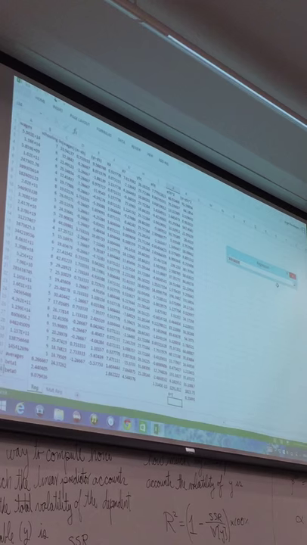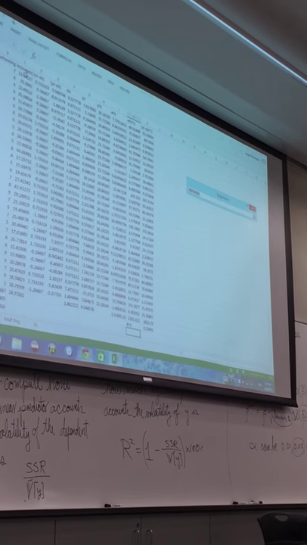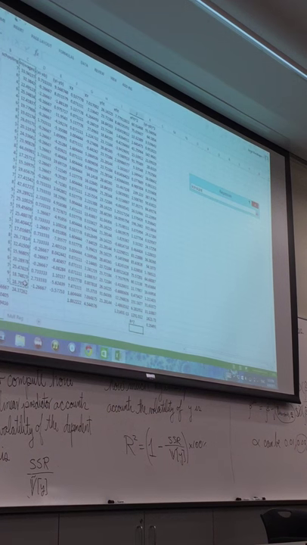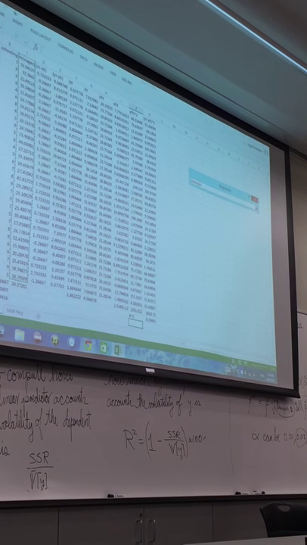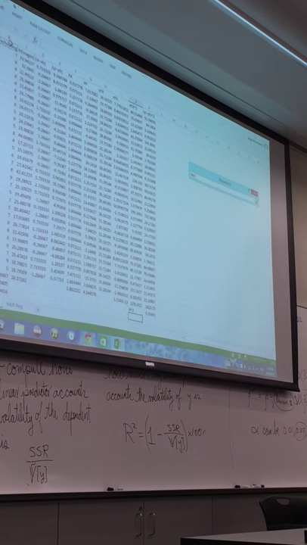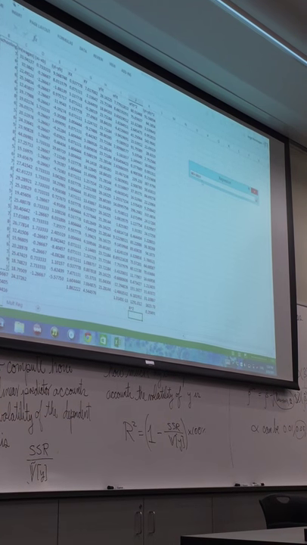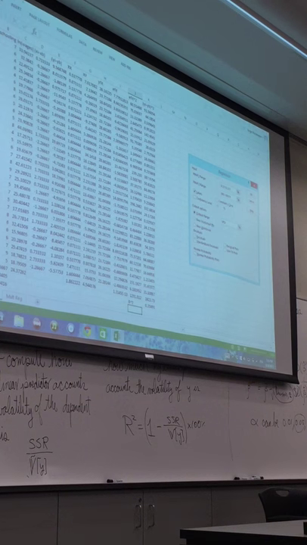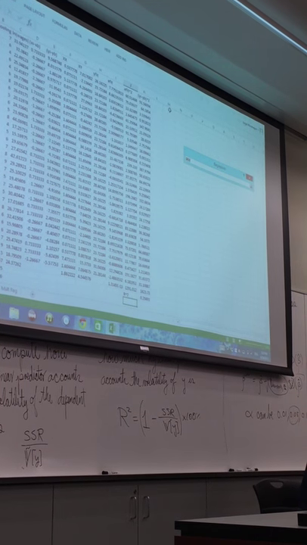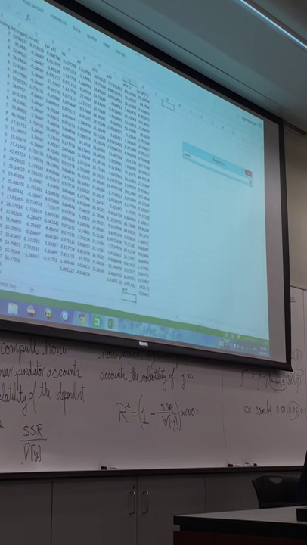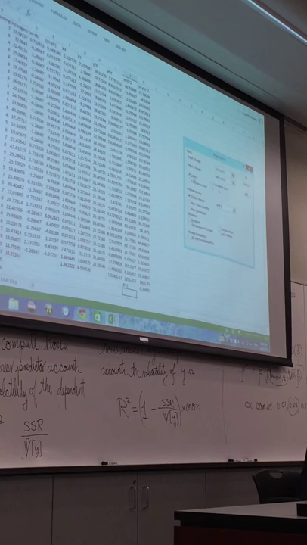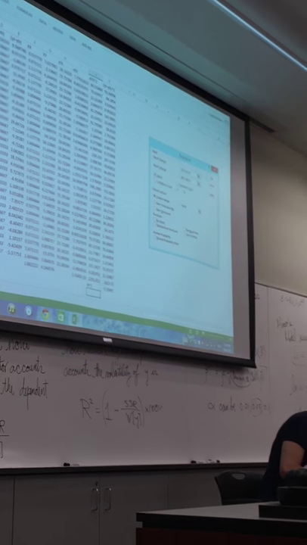you can select input of y is logarithm of wages. You can even select it with a little tab that says logarithm of wages. And input of x, the years of schooling. You say where you want your results to start. You start in M1. You select that it's going to have labels because you included the labels.